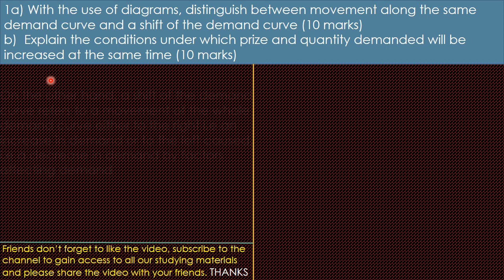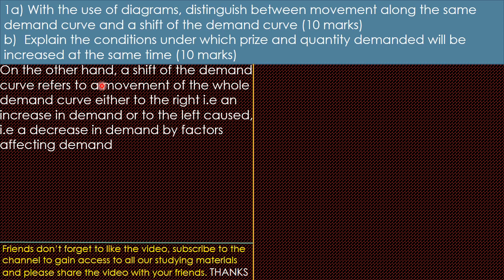So let's get started. We'll see that on the other hand, because we are comparing the movement along the same demand curve and the change in demand, that's why we have to use the words on the other hand, because we are distinguishing. A shift of the demand curve refers to what? A movement of the whole demand curve either to the right, that is an increase in demand, or to the left, that is a decrease in demand, which is caused by what? Factors affecting demand. Good. Factors affecting demand, guys.